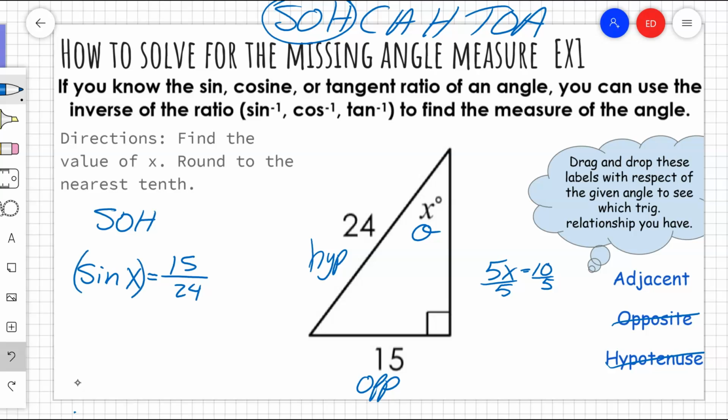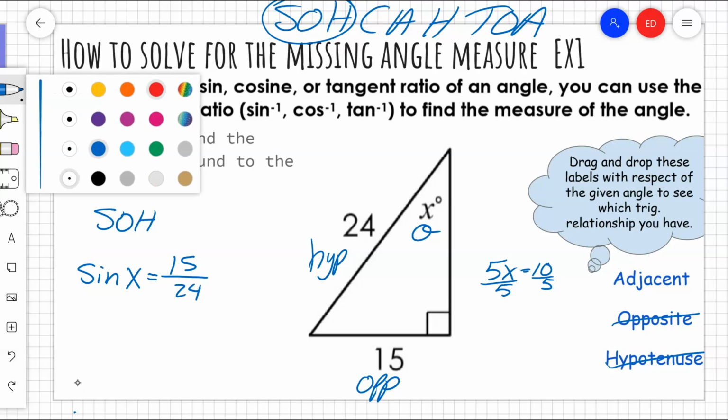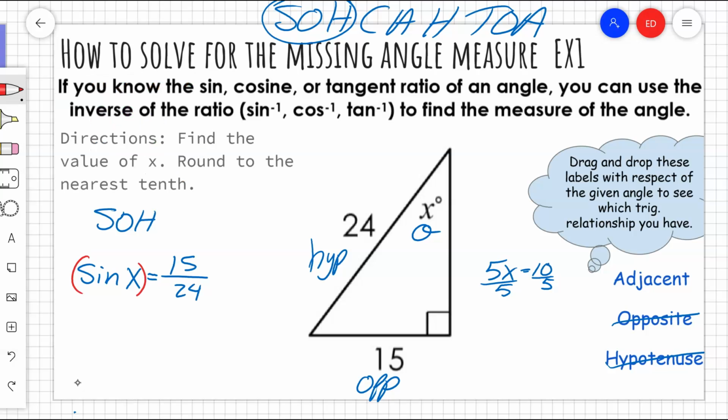So let me do that in another color here. We're going to take the inverse of sine of both of these sides. And when I rewrite that, that would end up just being sine inverse of 15/24 equals x, because these would simplify out since that is the inverse of sine, and that would just equal the x value.